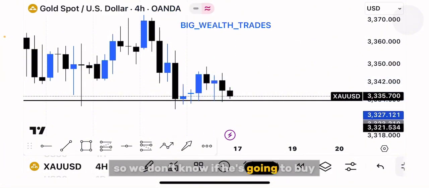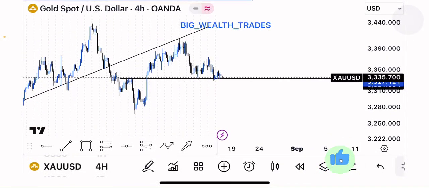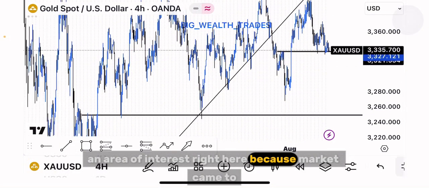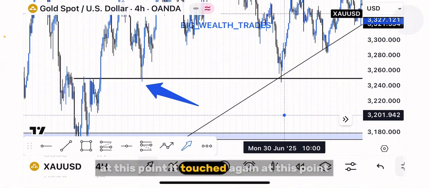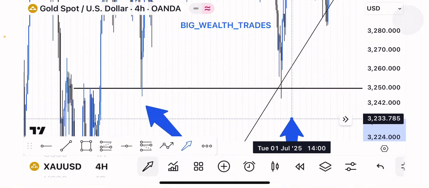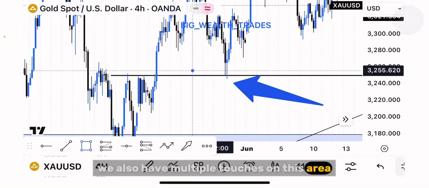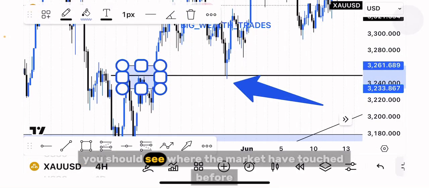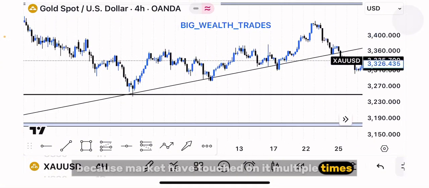So we don't know if it's going to buy or if it's going to sell, but the daily time frame showed a break and a retest of our trend line. So moving forward, there's an area of interest right here, because the market came to this area of interest at this point. It touched again at this point. We also have multiple touches on this area. So before you mark an area of interest, you should see where the market has touched before. That's why it's called an area of interest. We are interested in that line because the market has touched on it multiple times.